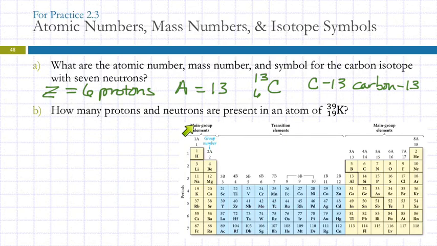How many protons and neutrons are present in an atom of this? I'd read that, potassium 39. Well, how many protons? 19. We actually don't even have to look at the periodic table for this. This is the atomic number, the number of protons. So it's got 19 protons. And how many neutrons? 20. We just take these numbers and subtract them. So 39 minus 19 is 20. So it's got 19 protons and 20 neutrons. Any questions?